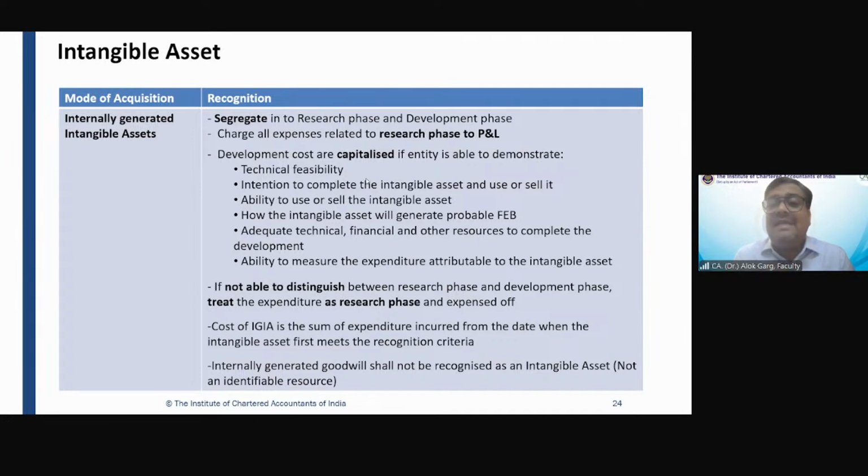What is meant by technical feasibility? It means you are in the process of developing that medicine or finding the formula. When you get the right formula, you find that if I have to manufacture in volume, I need this raw material, this salt, this chemical, which is available in XYZ country only.